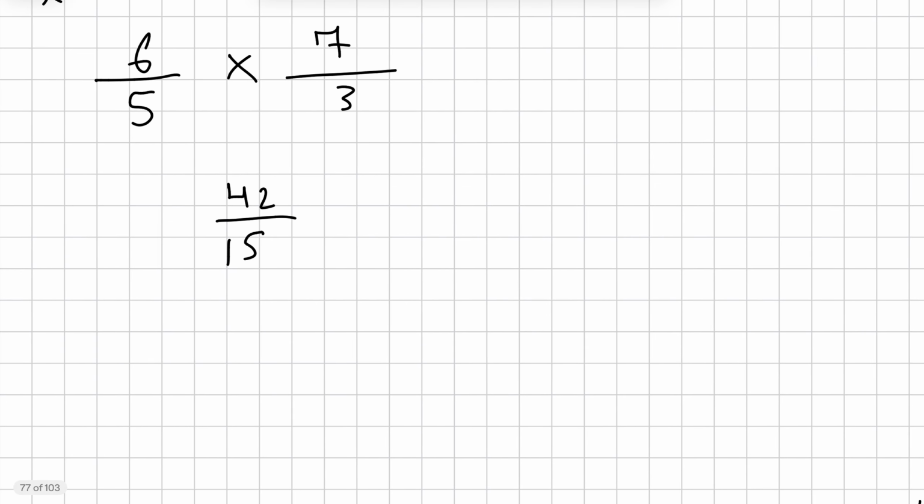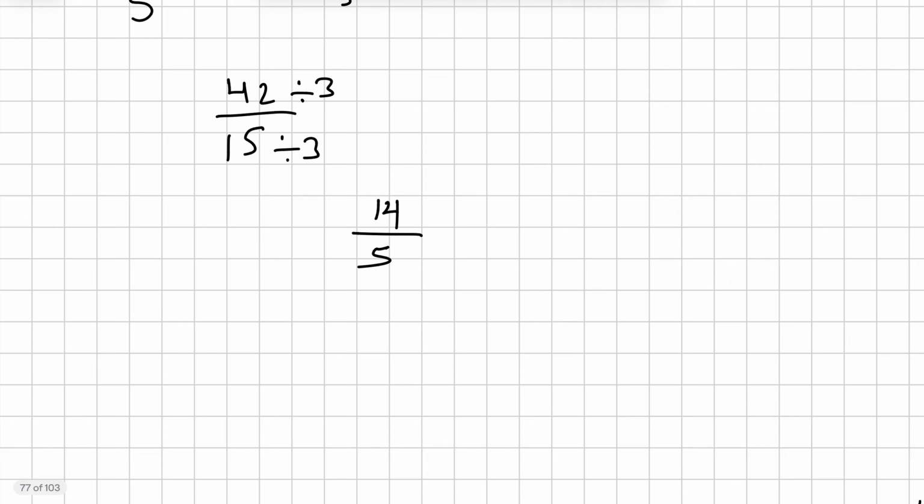But the question asked me to put it in a mixed number form. So what we're going to be doing here is trying to change it into an improper form. Here we're going to divide this by 3, and this also by 3. And when we do that, this will be 14 on the upper part and the lower part is going to be 5. So we have 14/5.